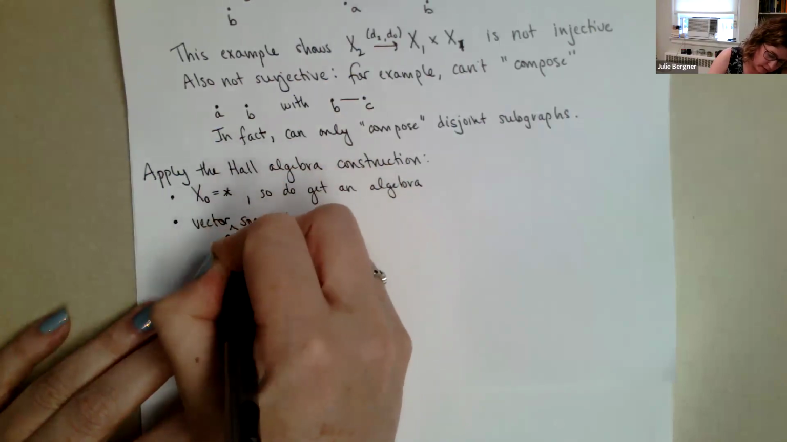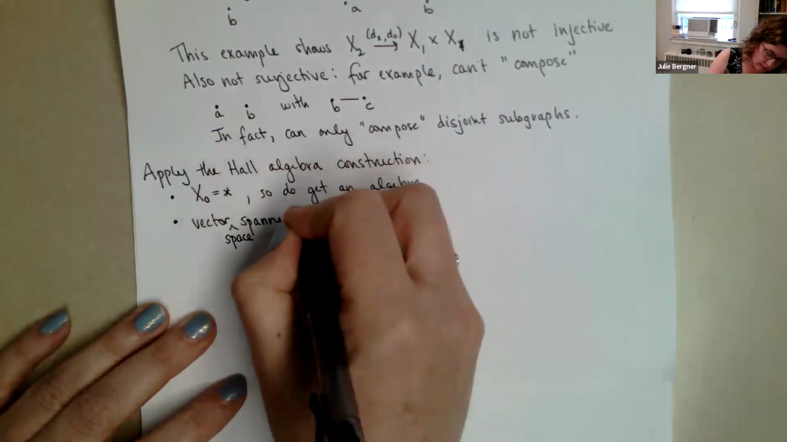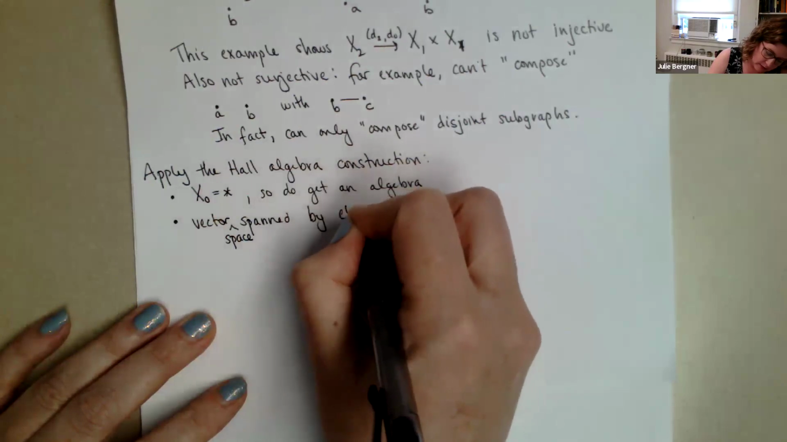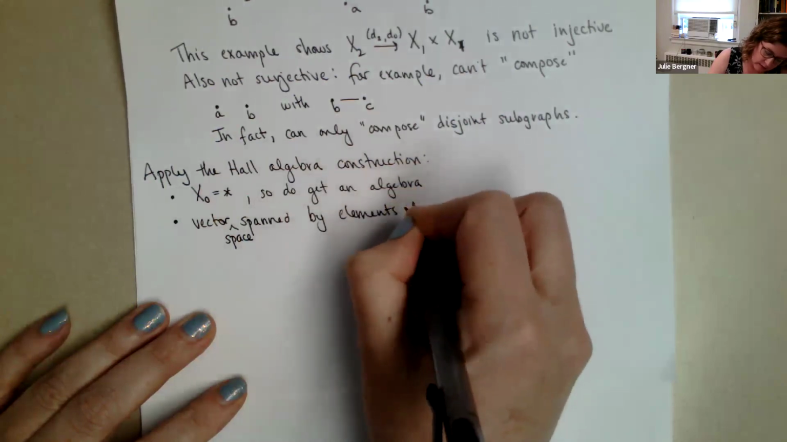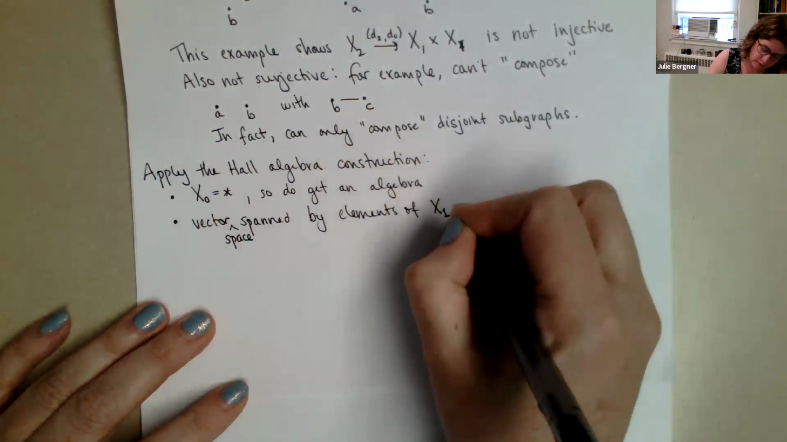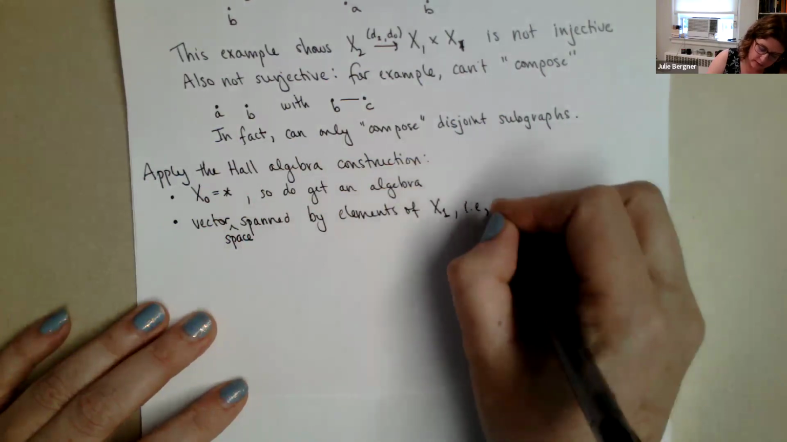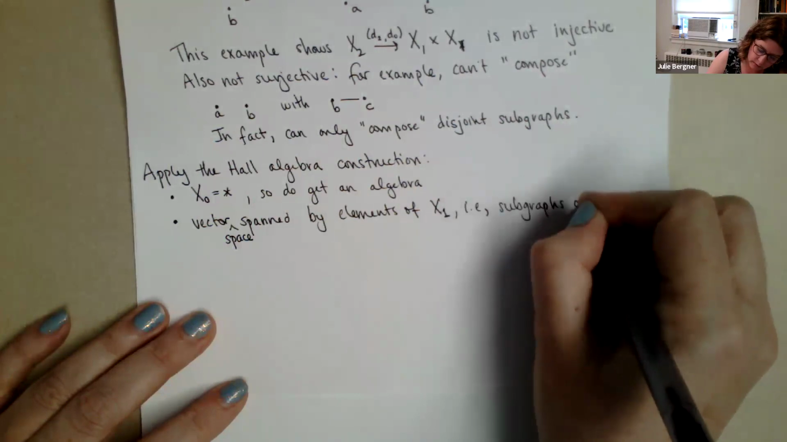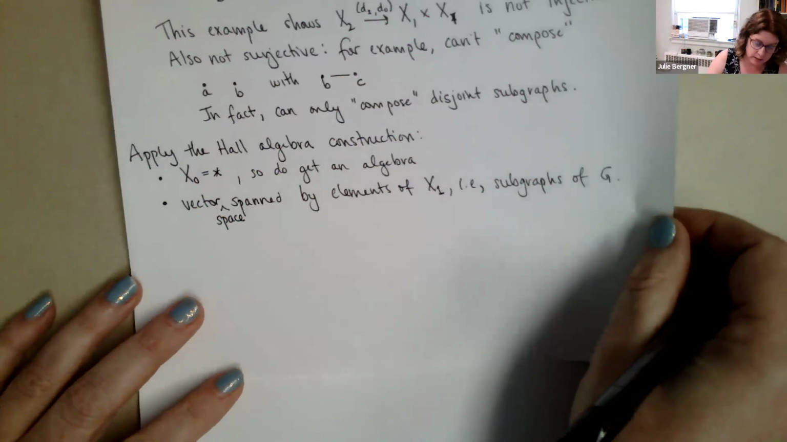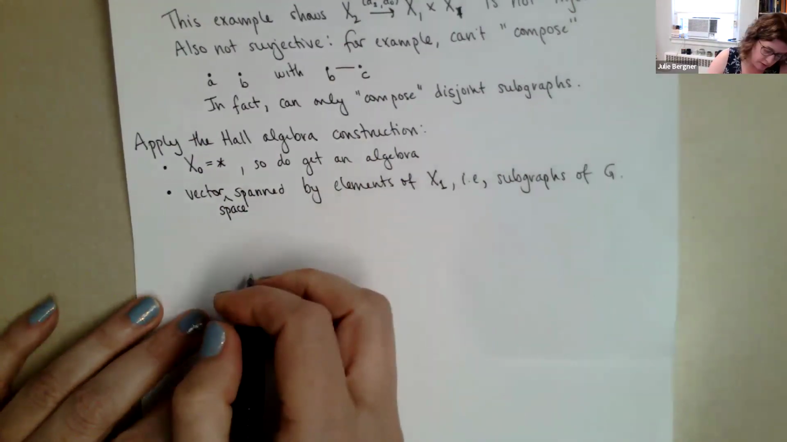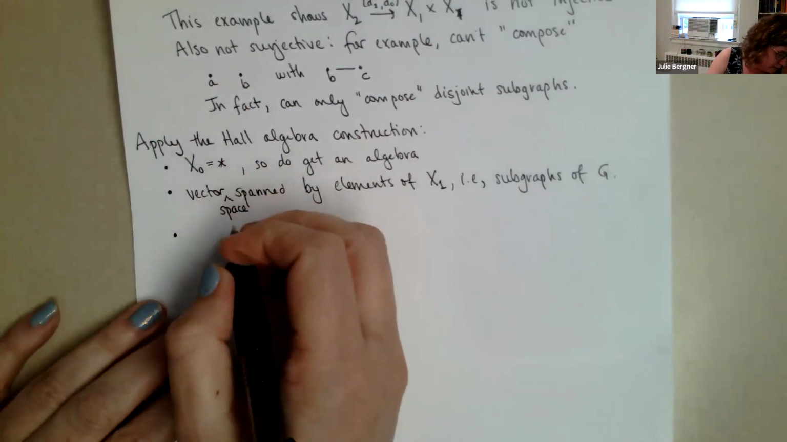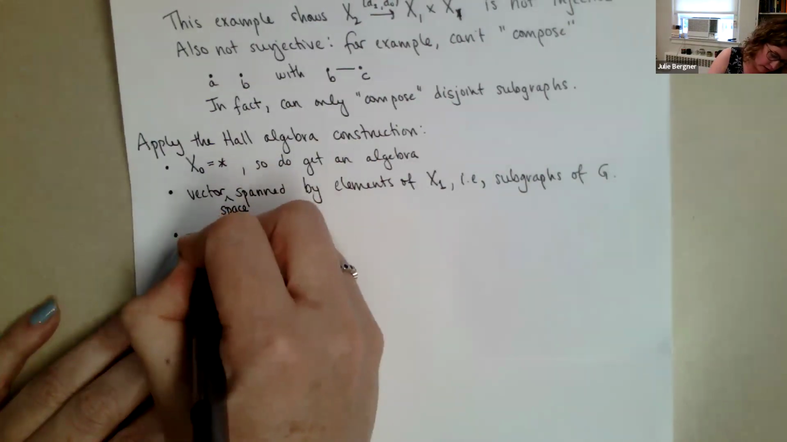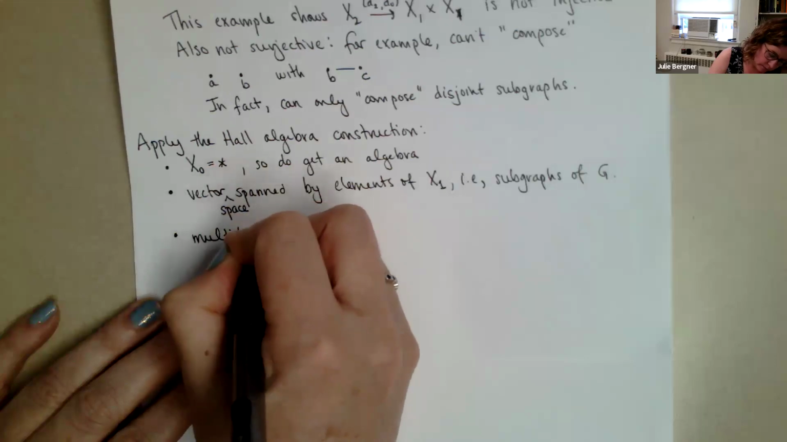This is just applying the definition we had before. This is the vector space spanned by the elements of X1, but here our elements are these subgraphs of G. We can give that a little more explicit of a description. And now let's look at the multiplication.